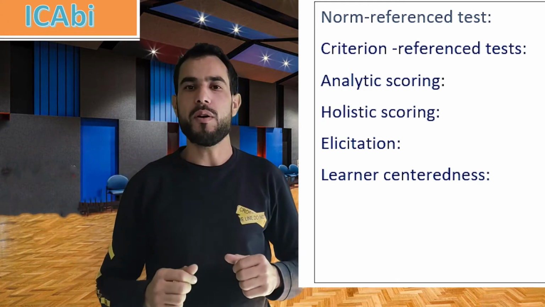The first type of test is norm referenced test. A norm reference test is a type of test where the performance of students is related to the overall performance of the other students.